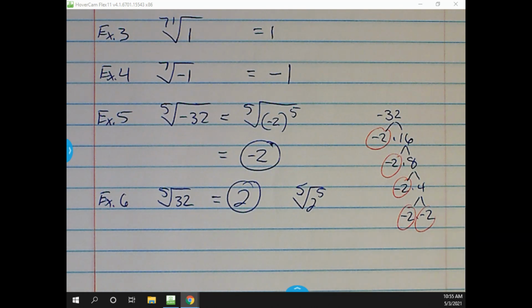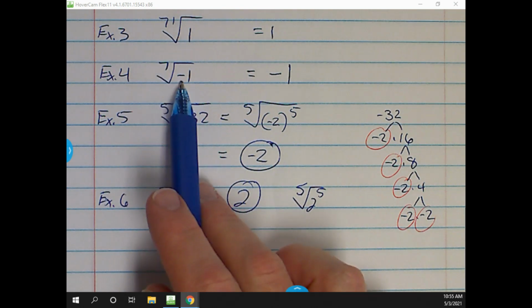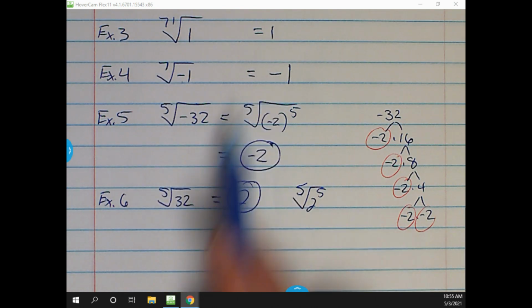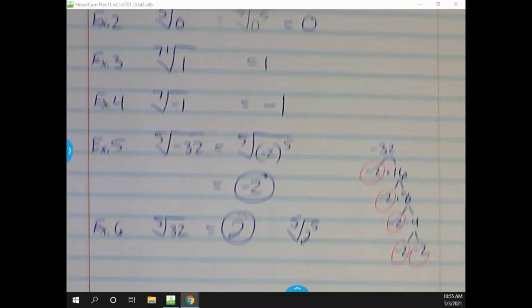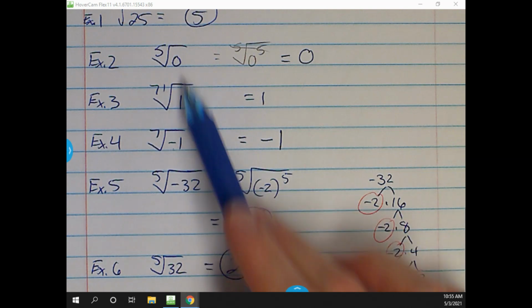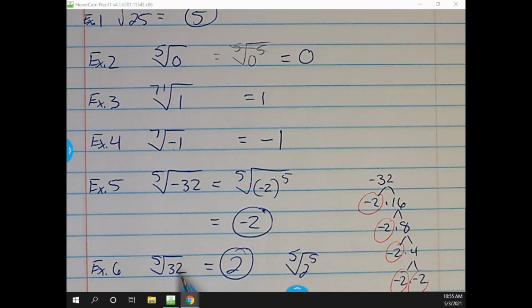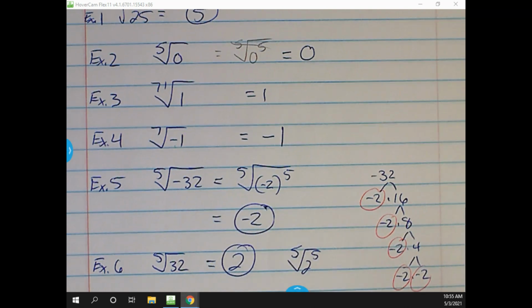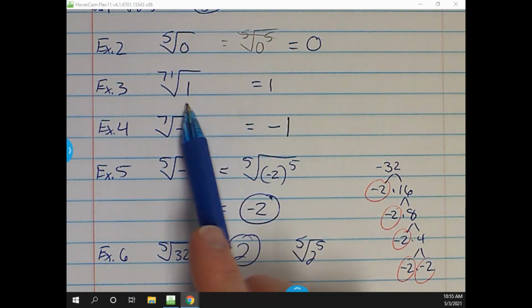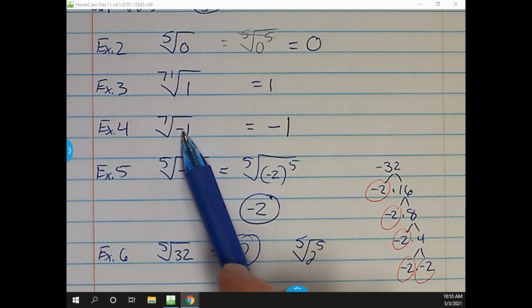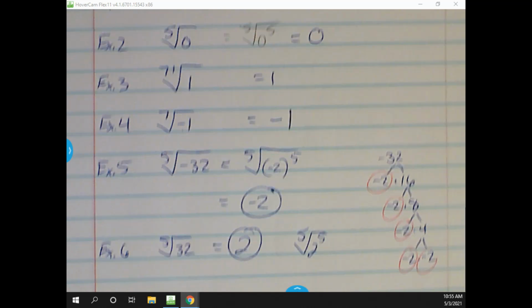Okay, so odd roots are a little bit easier. If you start with a negative number, you're going to finish with a negative answer. If you start with a positive number, you're going to finish with a positive answer. So anytime we're doing odd roots, it always has that same pattern, whether it's 0 or 1 or -1 or -32 or 32. It's easy because whatever the sign is to start with, that's what the answer is going to be. Starts off positive, the answer is positive. Starts off negative, the answer is going to be negative.